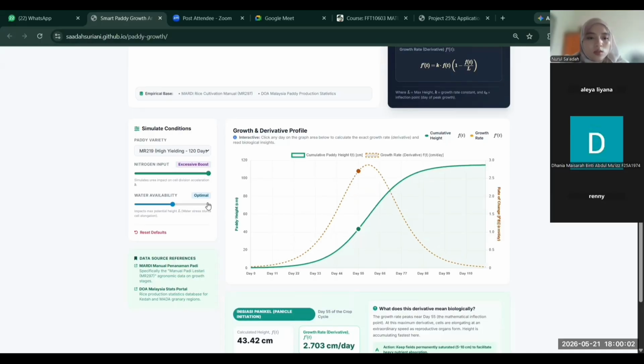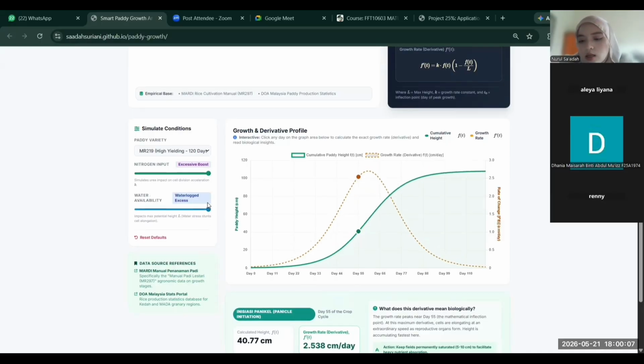Lastly, for this data, the excessive nitrogen boost and waterlogged excess. First, susceptibility to lodging. The mechanism: premium varieties like MR219 are bred to bear heavy panicles of rice. When over-fertilized with nitrogen, the cell division rate constant spikes prematurely.